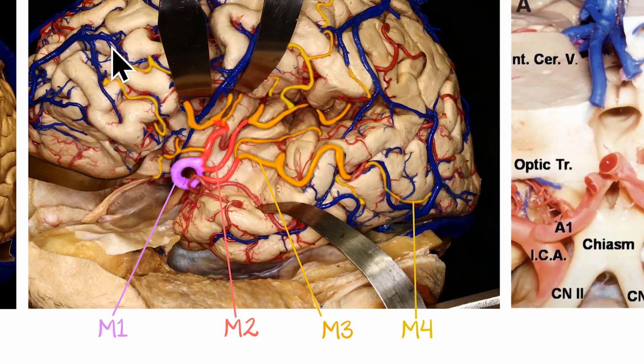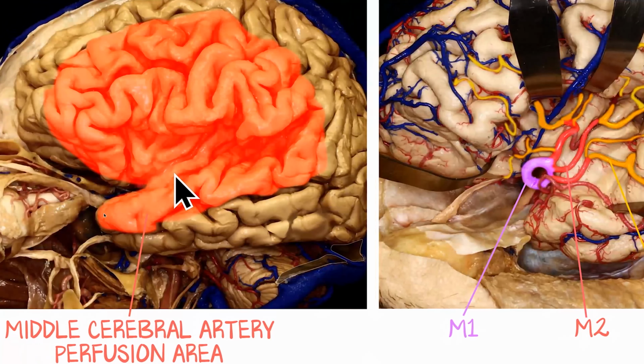It projects branches in all different directions. It takes care of the medial temporal lobe, the lateral frontal lobe, and a bit of the anterior lateral parietal lobe. The space not colored in would be handled by the anterior cerebral artery, and everything behind it would be the posterior cerebral artery, which we'll talk about next.